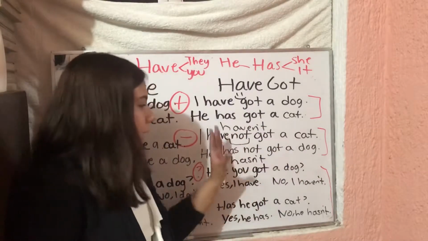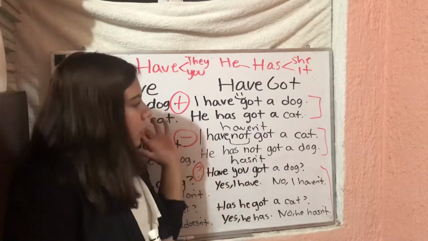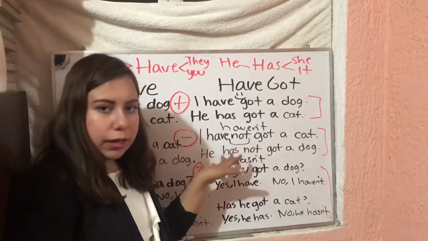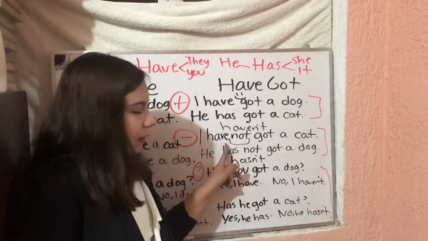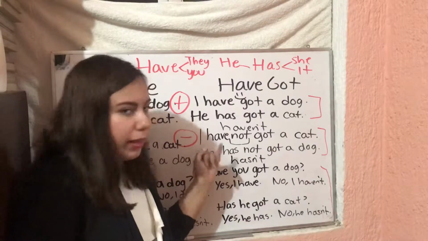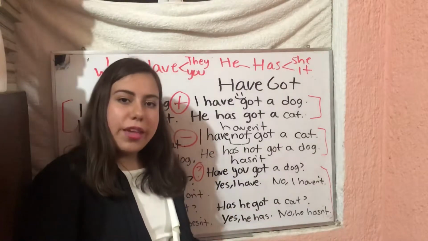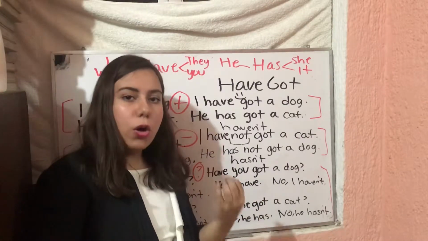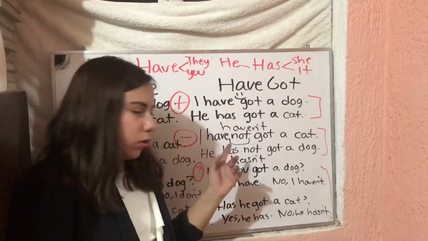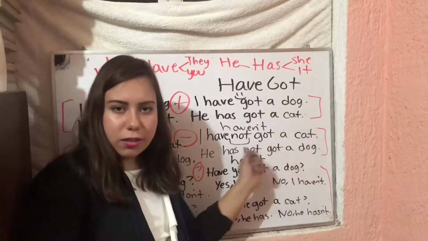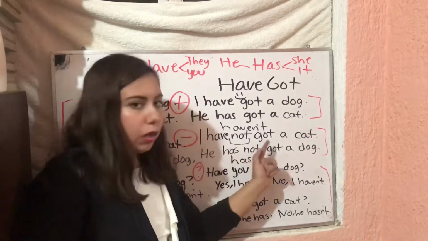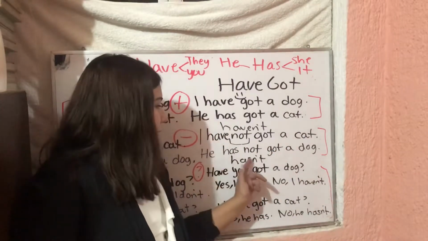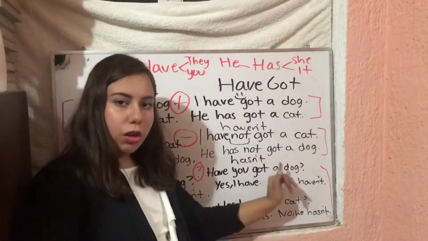Para el negativo, ok, aquí sí varía un poco. Acá usamos auxiliares do y does not. Aquí no voy a usar auxiliar. Aquí voy a usar el verbo have y not. Entonces sería I have not, we have not, they have not, you have not. O aquí he has not, she has not, o it has not. ¿Ok? Puedo hacer una contracción de have not, haven't. Puedo decir I have not got a cat o I haven't got a cat. He has not got a dog, he hasn't got a dog.